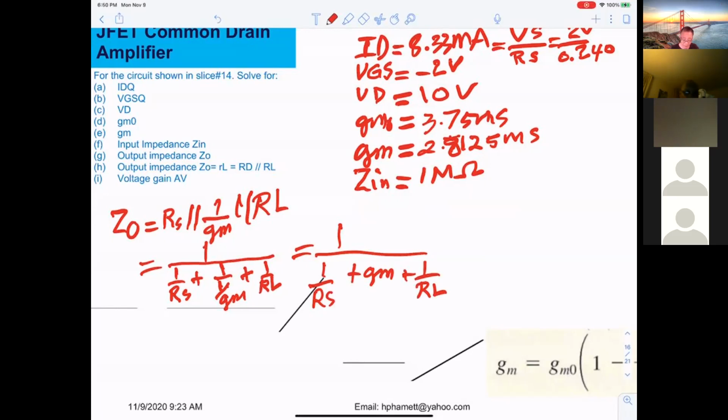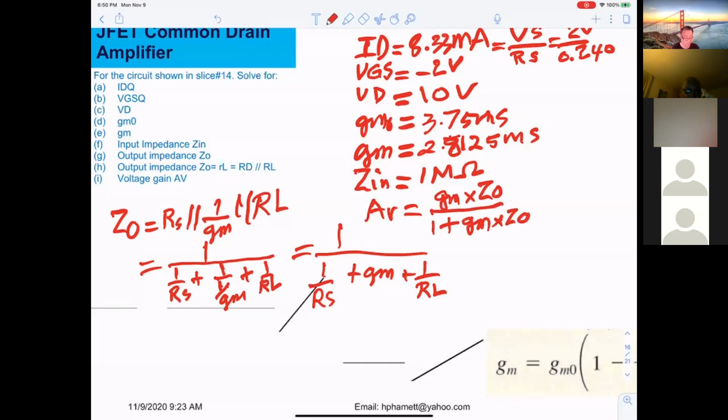And the formula for AV will be equal to GM times G out, divided by 1 plus GM times G out.